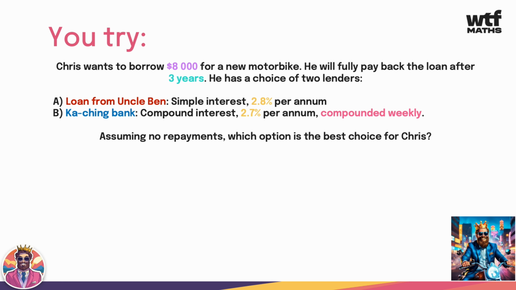Alrighty, here's a question for you to try. Chris wants to borrow $8,000 to buy a new motorbike. He's going to fully pay back the loan after 3 years, and he has a choice of two lenders. Option A is his Uncle Ben, who's going to give him simple interest at 2.8% per year. Option B, he could go to the Kaching Bank, which offers compound interest at 2.7% per year, compounded weekly. Assuming there's no repayments, he'll pay back everything right at the end. Which option is the best choice for Chris? If you could pause the video and give it a go, that would be sweet.